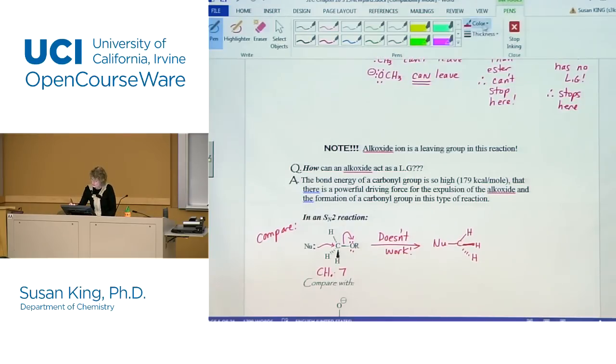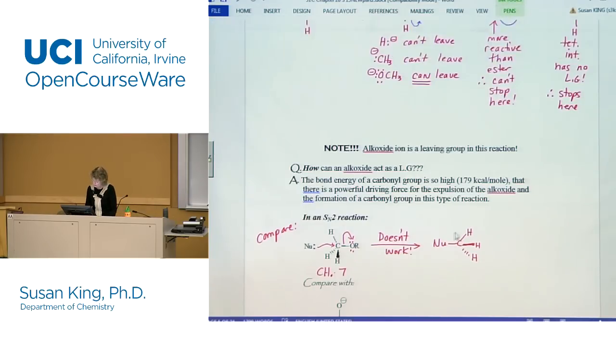And what you'll notice is that the product and the reactant have similar energies. So we're not doing anything to dramatically change the stability of this atom by doing that SN2 reaction.